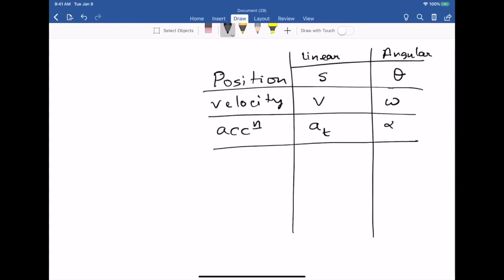Then we saw that inertia in the linear world is measured by mass. What is the corresponding angular quantity that measures inertia? The answer is moment of inertia or rotational inertia, I, right? We can add one more entry to this table today. What changes the inertia of an object?